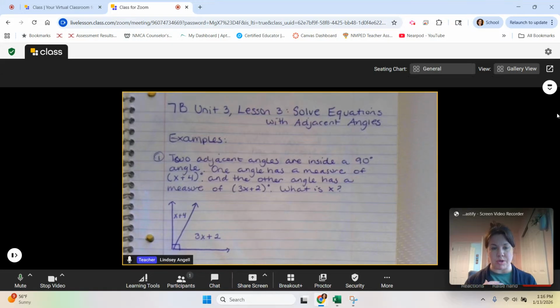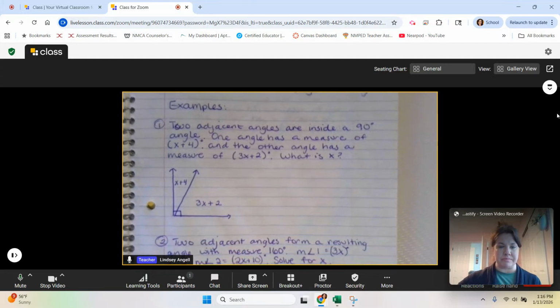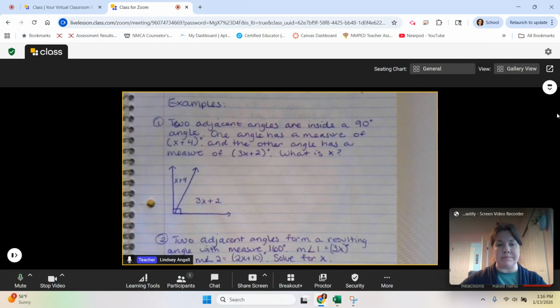Please read through the lesson itself, but we already learned about adjacent angles in the last lesson. This is just applying that information in a different way, okay? So we're expanding on that, I should say.